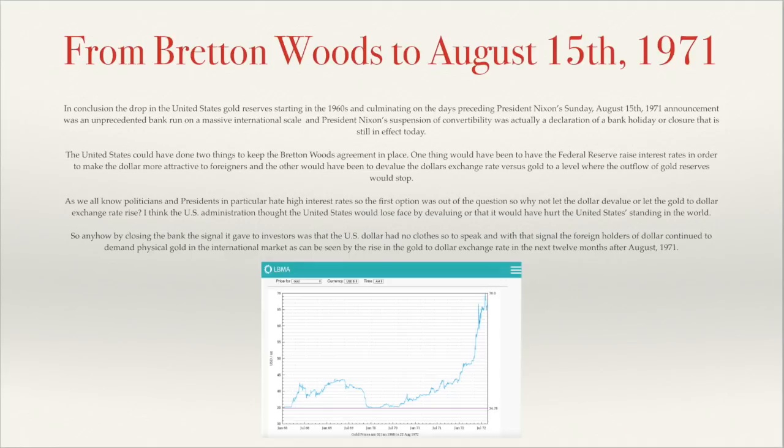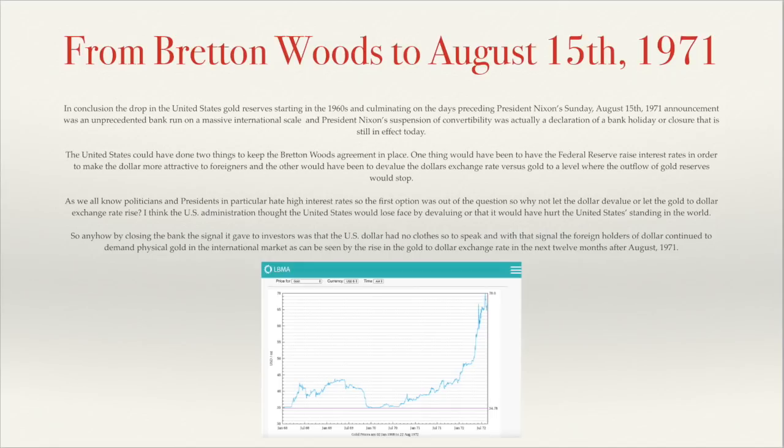In conclusion, the drop in the United States gold reserves starting in the 1960s and culminating on the days preceding President Nixon's Sunday, August 15th, 1971 announcement was an unprecedented bank run on a massive international scale, which had never been seen before. The biggest bank run in the history of the world. Yeah, of course, we didn't see people queuing up outside the banks, but we saw foreign treasuries queuing up outside the US Treasury, not literally, of course, but they were demanding their money or their gold.